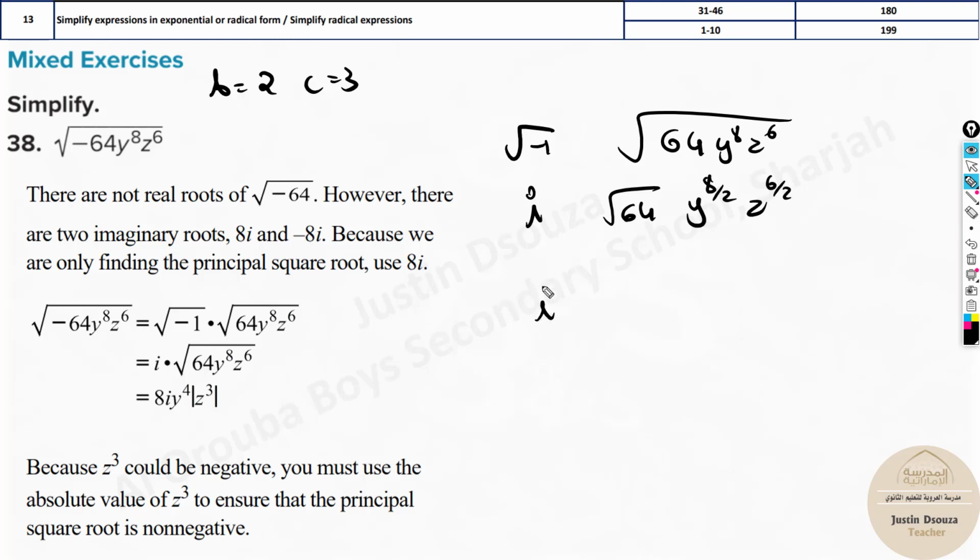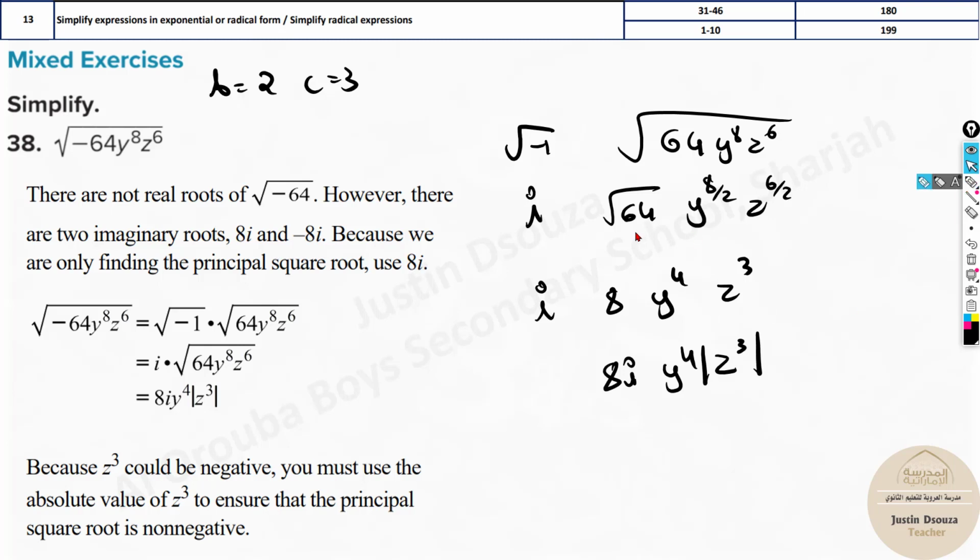Here what remains is, what is the root of 64? It's 8, y to the power 4, but z to the power 3. Now let's write 8, the constant first, then y to the power 4, but restrict z to the power 3 only to be positive. That's it, because z cubed can be negative as well, which is not possible.